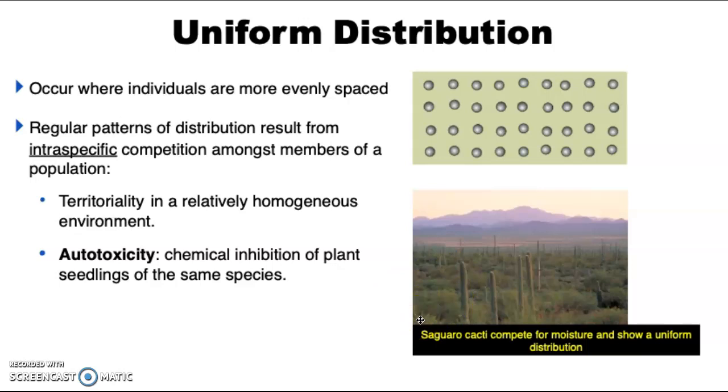So these plants actually have autotoxicity, which means that they're able to release a chemical that's going to inhibit, it's going to stop plant seedlings of the same species from growing. So this one cacti will release chemical into the soil, and seedlings, even its own seedlings, aren't going to grow nearby. That's how you get such a uniform pattern.